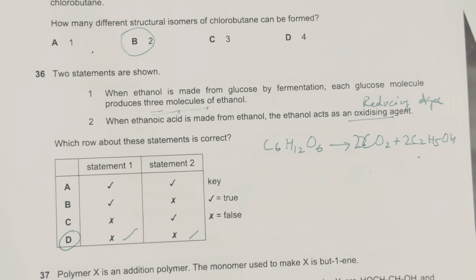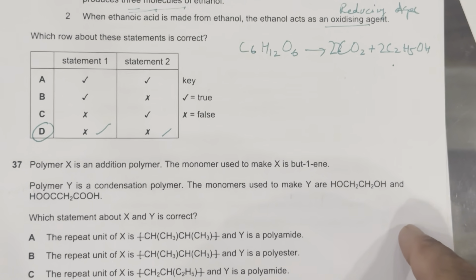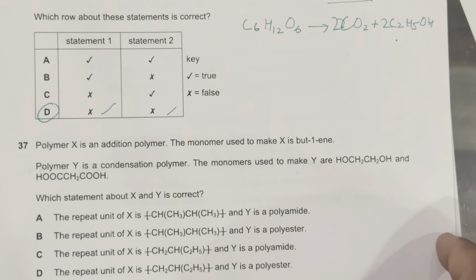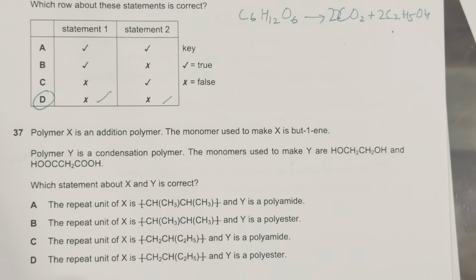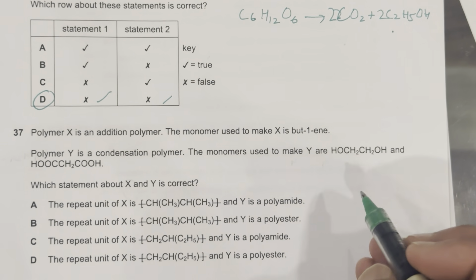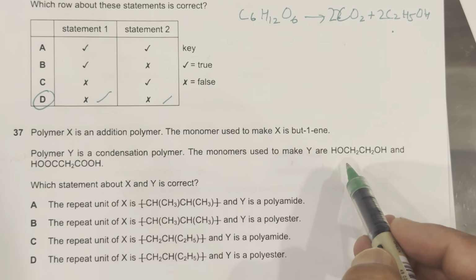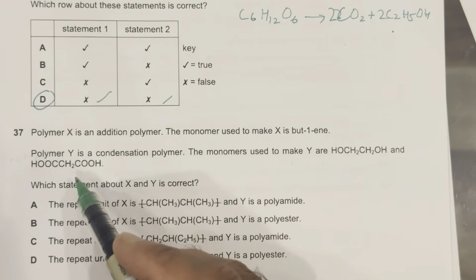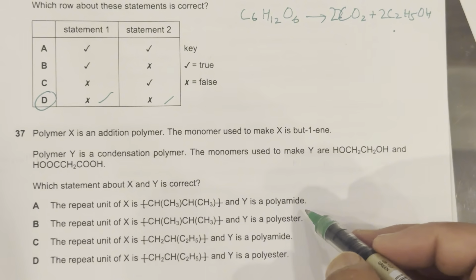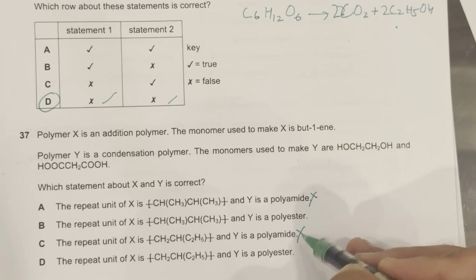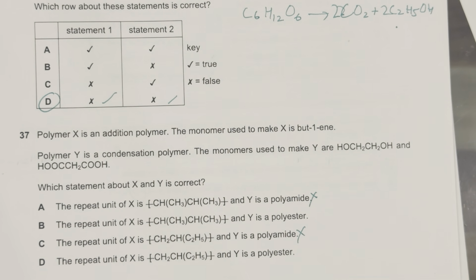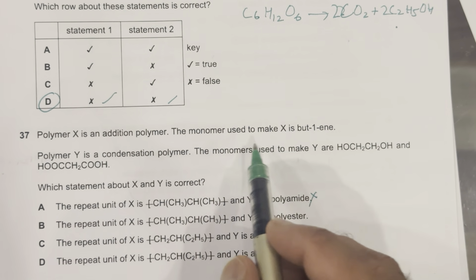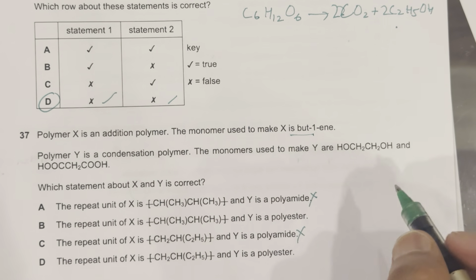Now we will move to question number 37. 37 is again from organic chemistry, but from the part of polymerization. Polymer X is an addition polymer. The monomer used to make X is but-1-ene. So we write here addition polymer. Y is a condensation polymer. The monomers used to make Y are this and this. Which statement is correct? No. Y is a polymer? No. So we need to choose from options B and D. Options B and D are only selected if we solve this.